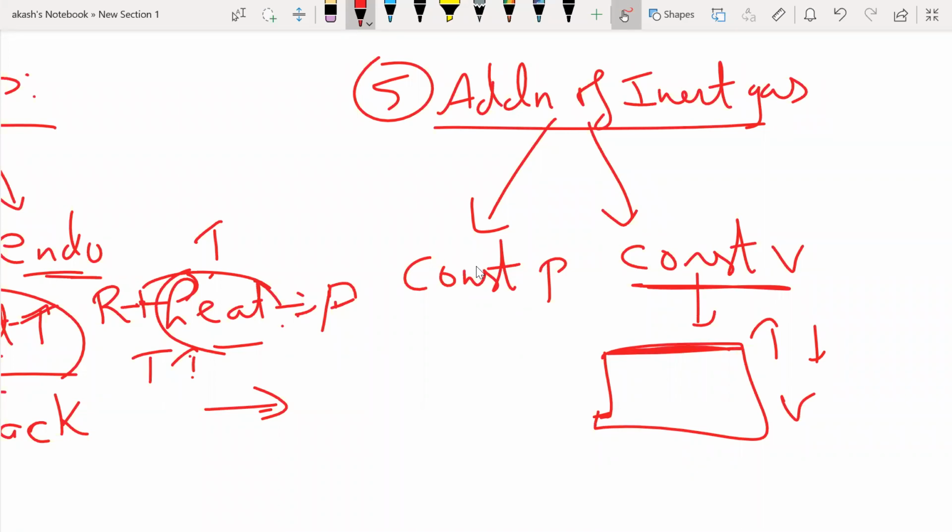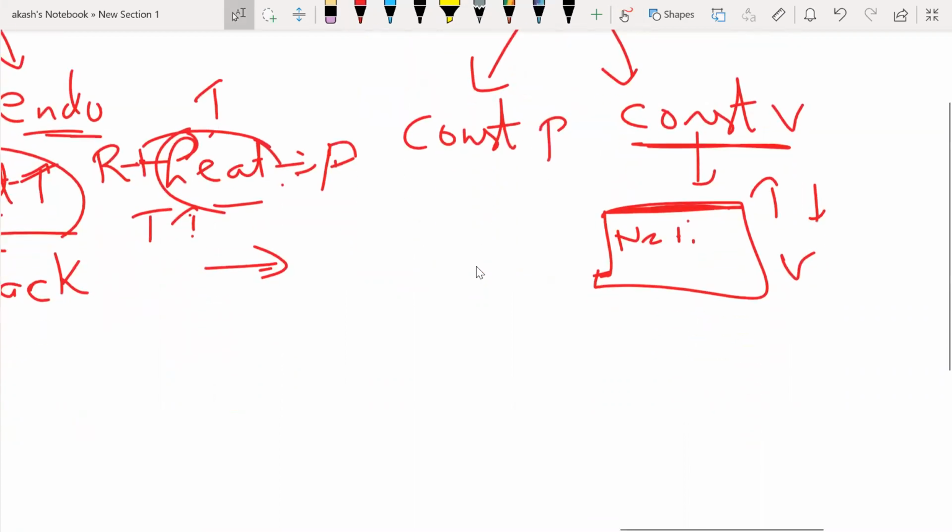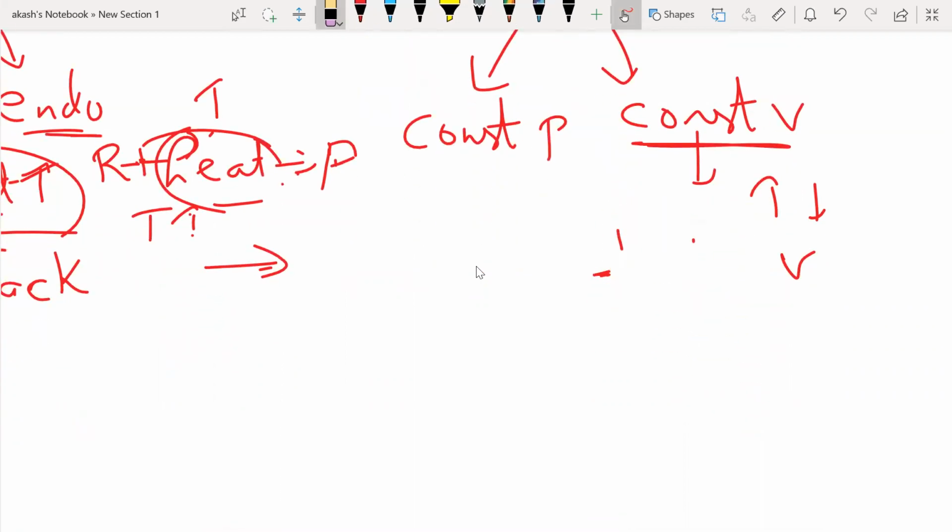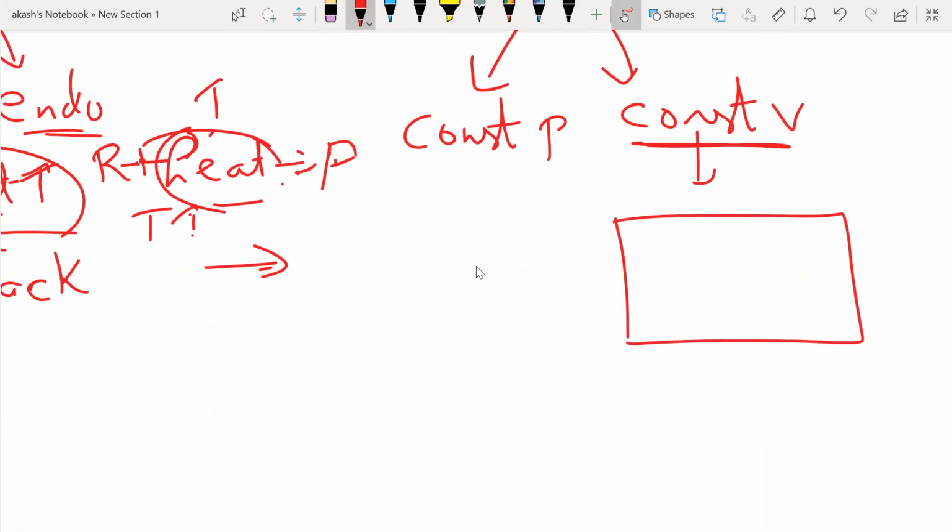Assume that you already had N2. Actually, 1 second, guys. Let me bring a bigger box so that I'll have some space. Okay. So you already had N2, H2 and NH3 already in equilibrium. The reaction has been completed.